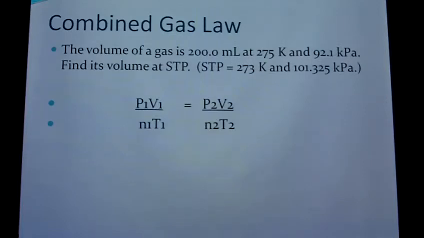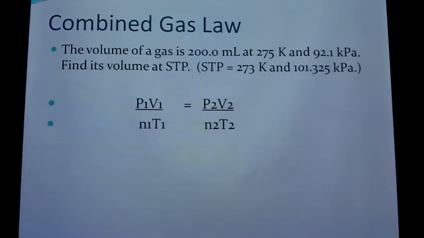Let's take a look at a problem. The volume of a gas is 200 milliliters at 275 Kelvin and 92.1 kilopascals. Find its volume at STP. You should know the standard temperature and pressure is 1 atmosphere or 101.325 kilopascals and 0 degrees Celsius or 273 degrees Kelvin. From that, we can solve the problem.